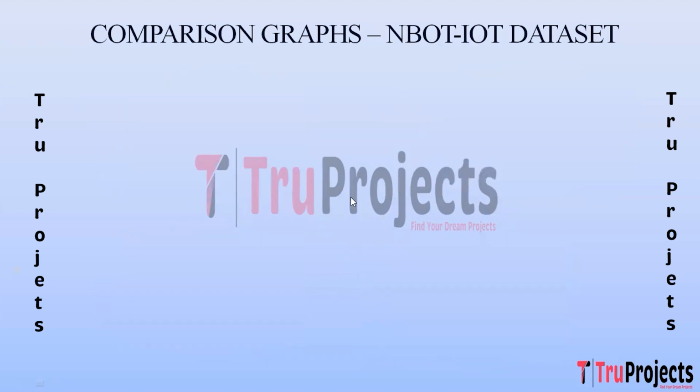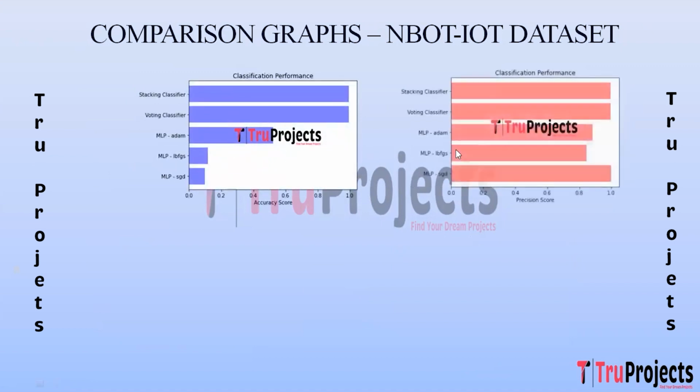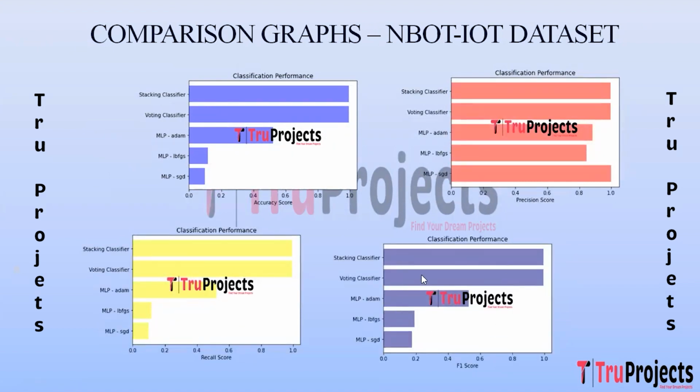And now we'll see the comparison graphs of the models built using the N-BaIoT dataset. So this is the accuracy score comparison graph. This is the precision comparison graph. This is the recall scores comparison graph, and this is the F-score comparison graph.